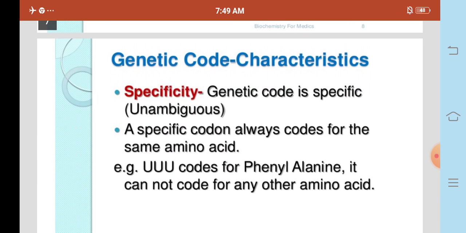Genetic code characteristics. Specificity. Genetic code is specific. A specific codon always codes for the same amino acid. Example: UUU codes for phenylalanine. It cannot code for any other amino acid.